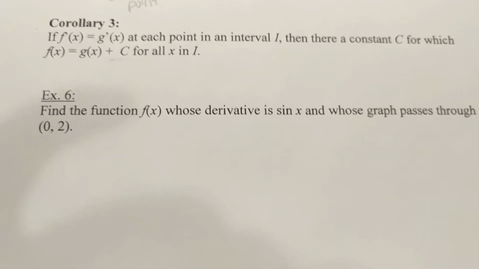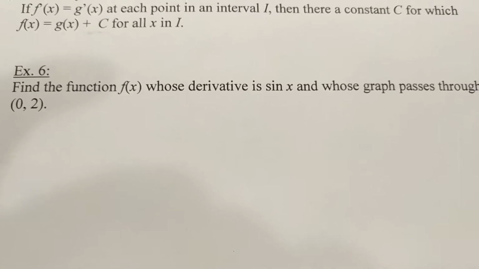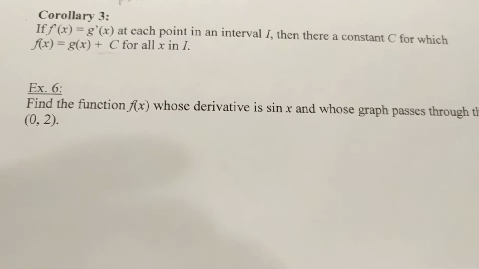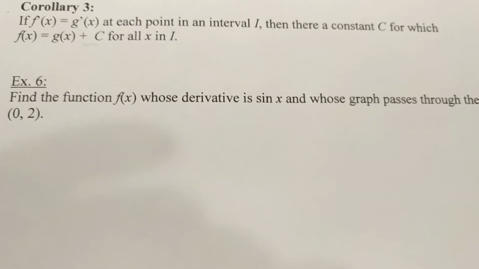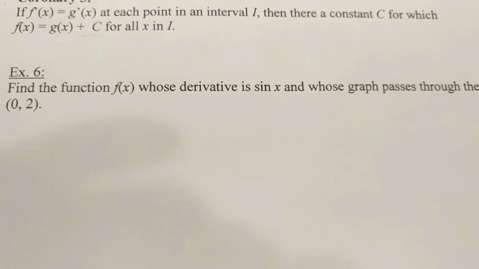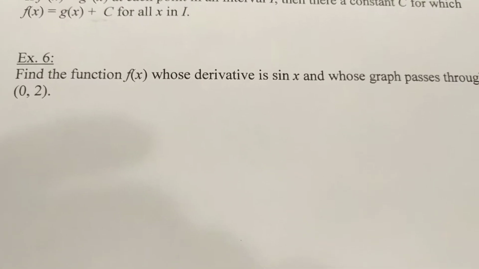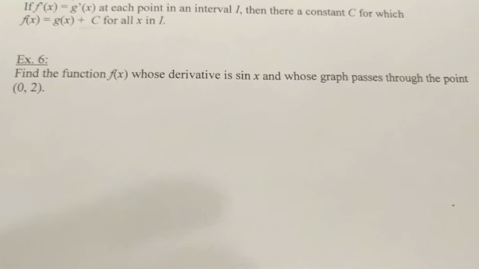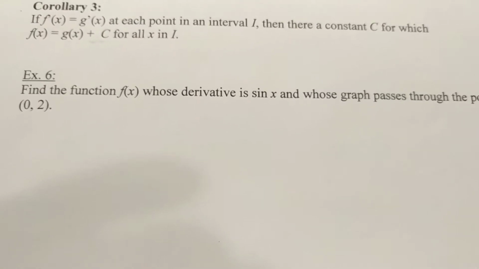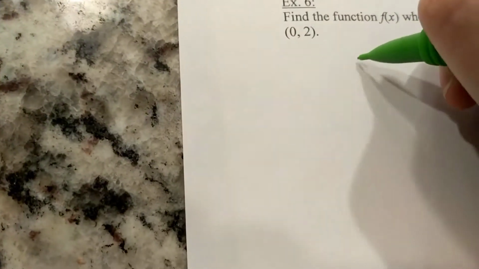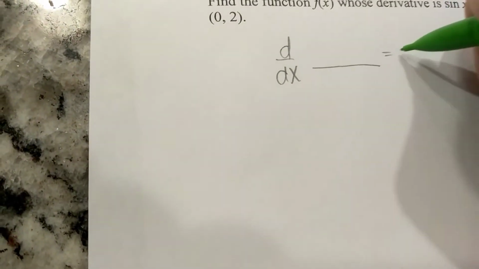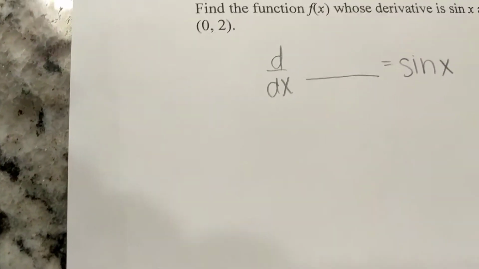So example 6, this is just introducing you to undoing derivatives, and it doesn't come until much later in some of our later chapters, but right now they're just kind of introducing the topic to you. So it says, find the function f of x whose derivative is sine of x and whose graph passes through the point 0, 2. So we want to know the derivative of what function is sine of x.